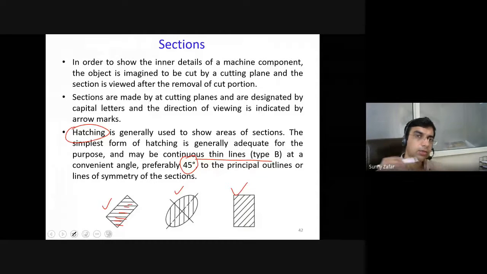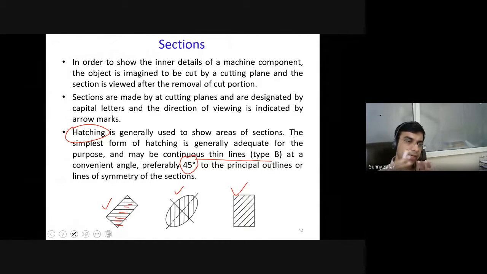Again, back in the olden days, this was done manually, and in the current scenario, using the software, just by clicking the appropriate command, the hatching is automatically generated. But you have to understand the importance of hatching. The importance of hatching is basically that it shows you the internal section, or what is present inside the part. Generally the parts are made up of different types of materials.